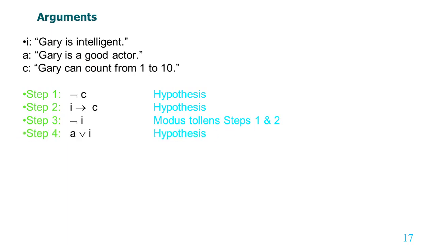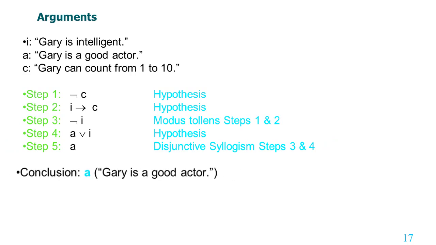Next, another hypothesis is given: either Gary is a good actor or he is intelligent. It can be written in this way. Now using disjunctive syllogism, steps 3 and 4, we can conclude A, which means Gary is a good actor.